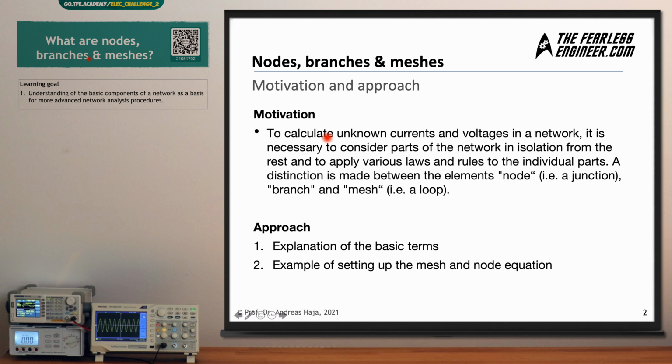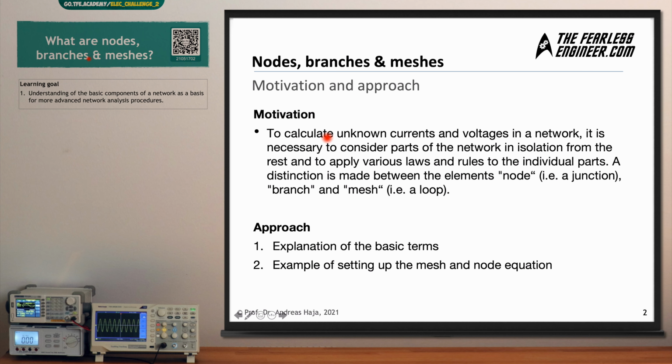And in order to do this properly, we need to share a certain terminology. We need to know what a node is, what a branch is, and what a mesh is. We also need to know that node and junction are interchangeable expressions, and also mesh and loop. So there's a bunch of expressions out there to describe a network, and this video is about introducing them to you so that you are sure-footed when it comes to describing a network and applying the equations which we need to solve the network.